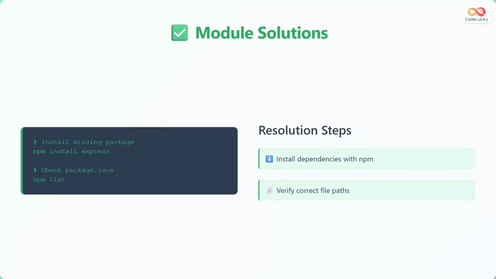To fix module errors, you need to ensure that all required modules are installed. Use the npm install command followed by the module name to install any missing packages. Verify that you have the correct file paths when requiring modules. You can check your project's package.json file to see the installed modules. You can also use the command npm list to see a tree of installed packages and their dependencies.